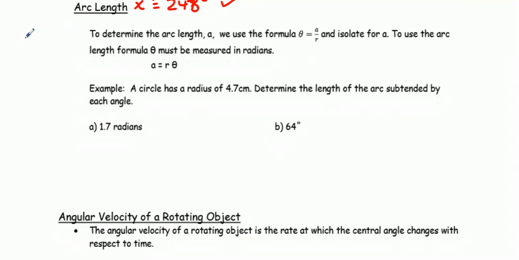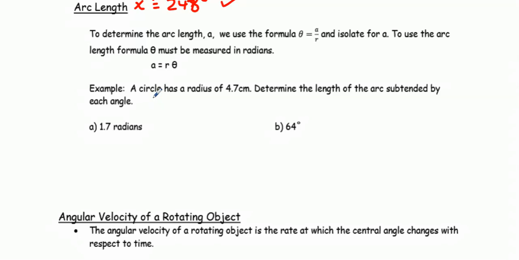Okay, so arc length. We already told you at the very beginning that angle theta is formed by the length of the arc divided by the radius of the circle. So if we rearrange that formula, when we cross multiply, the arc length is equal to the radius times the angle in radians.